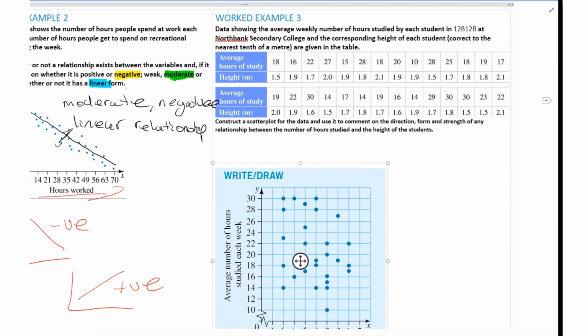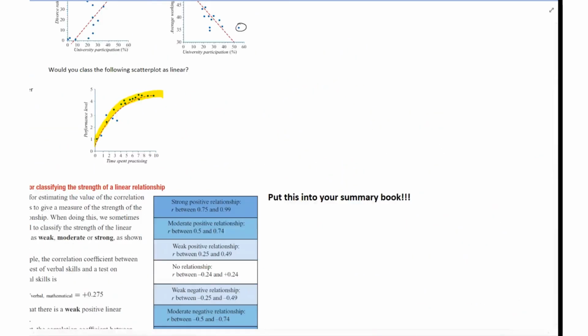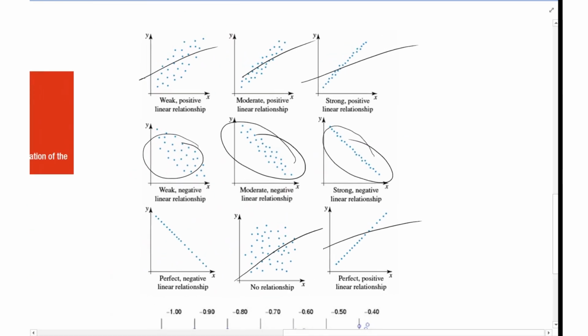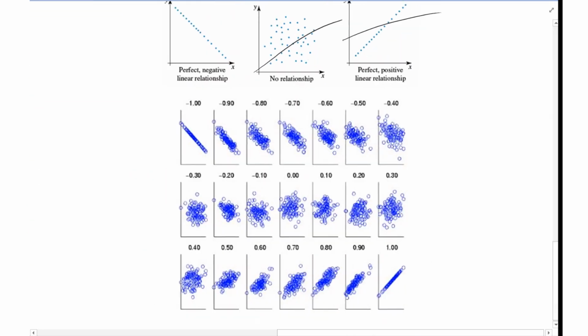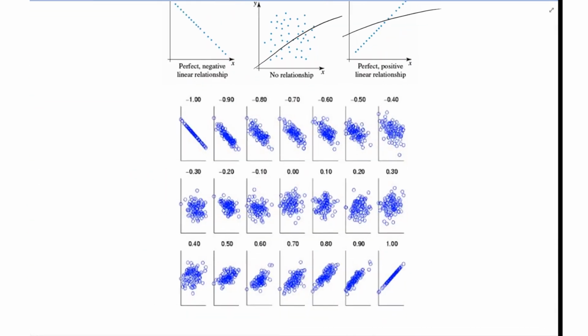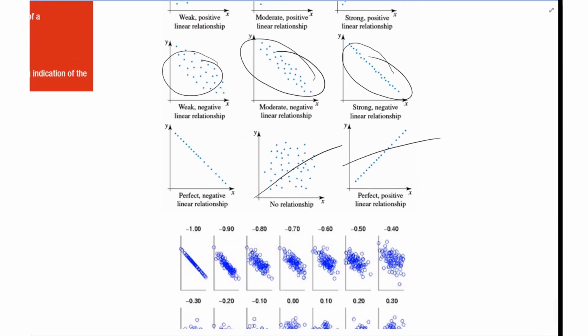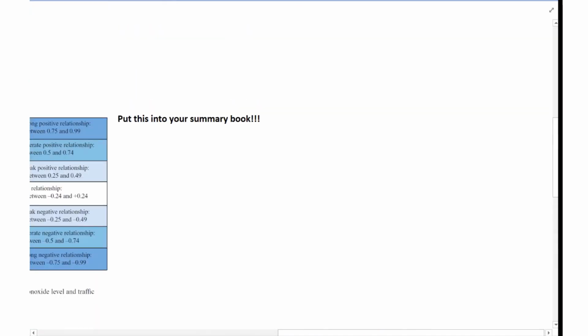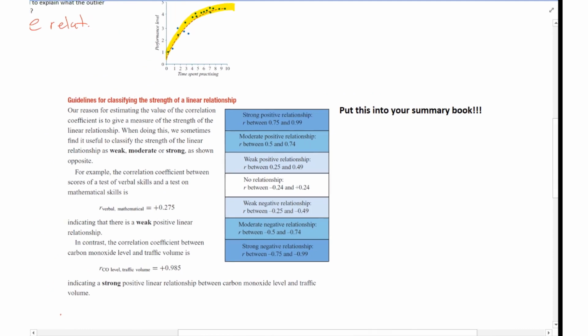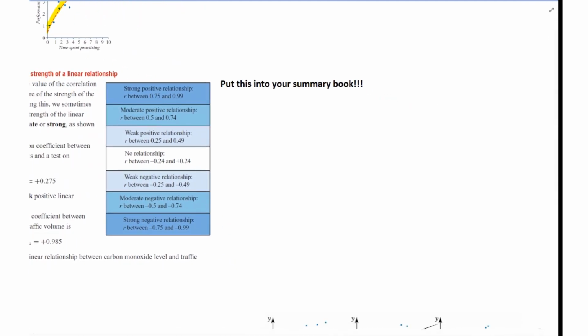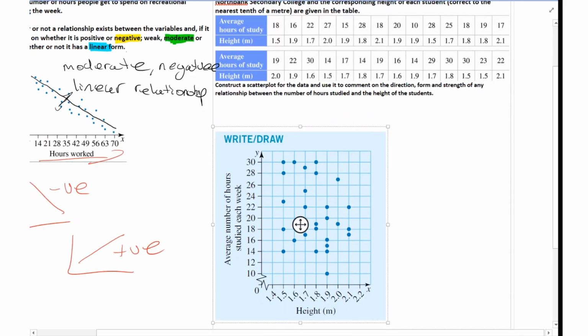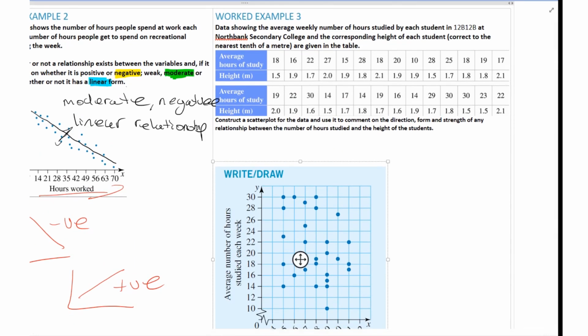That's where you use, again, something that looks like this. And there are ones, which we'll talk about a little bit later, where we calculate Pearson's coefficient in terms of the numbers, and you use those if you've been given numbers. All right, so let's have a look at the second worked example.